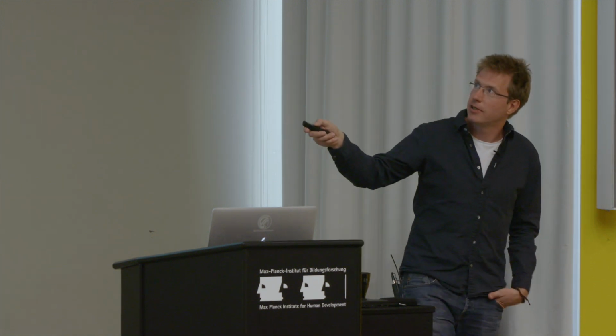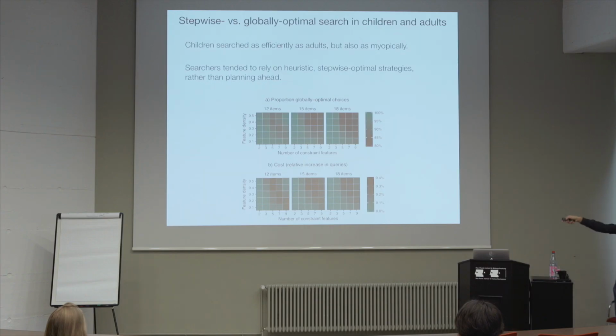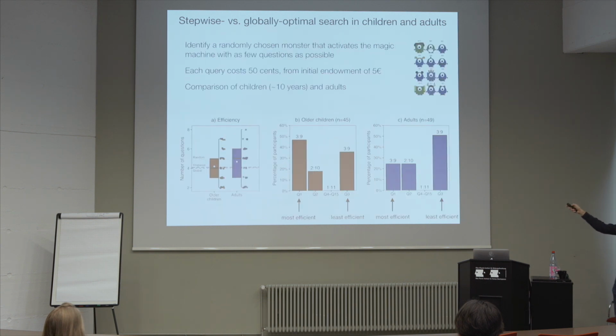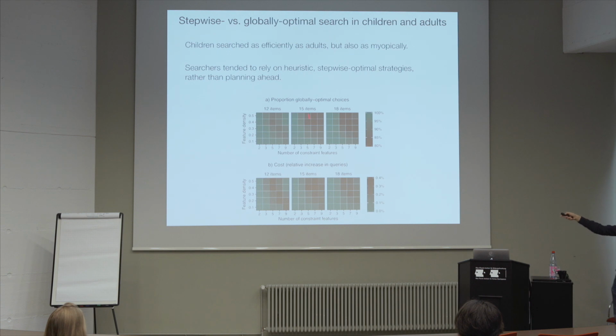And what we did here is we varied column-wise the number of features. In the monsters, those were 12 items, but we also have 15 and 18 items. Then we varied the feature density, so the average number of items possessing that feature, and the number of questions. And you can see, I hope you can see it, that green essentially means the split half heuristic identifies the most efficient query, and reddish means it's the proportion of times it identifies the optimal query.